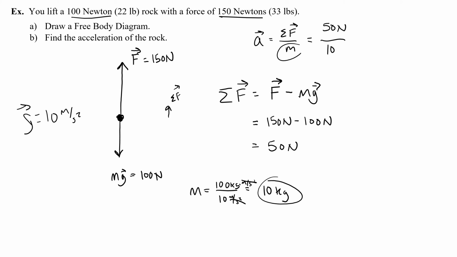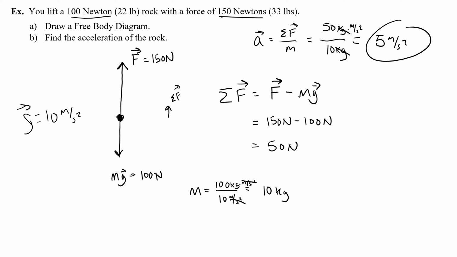And now I can use that here for the mass in my acceleration equation. And 50 newtons over 10 kilograms, now we're going to get the kilograms canceling out. And that'll give me 50 over 10, or 5 meters per second squared. So that is the acceleration.